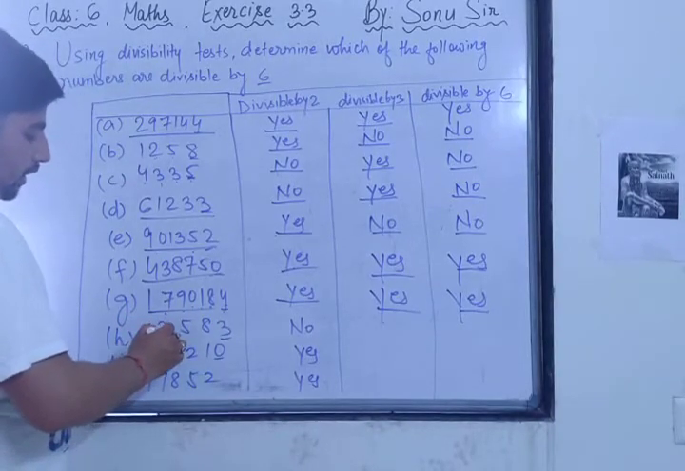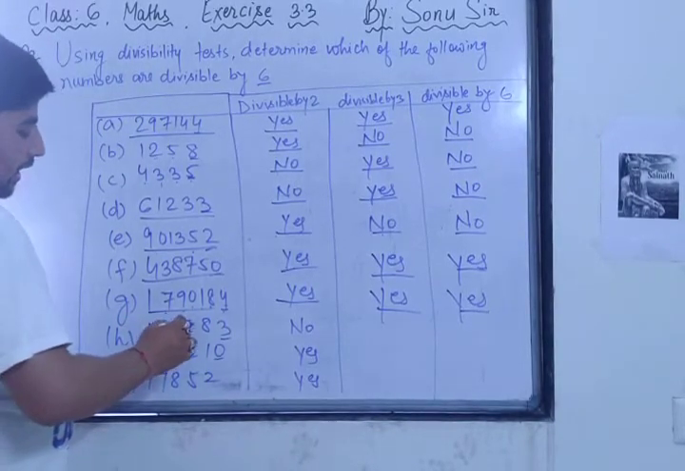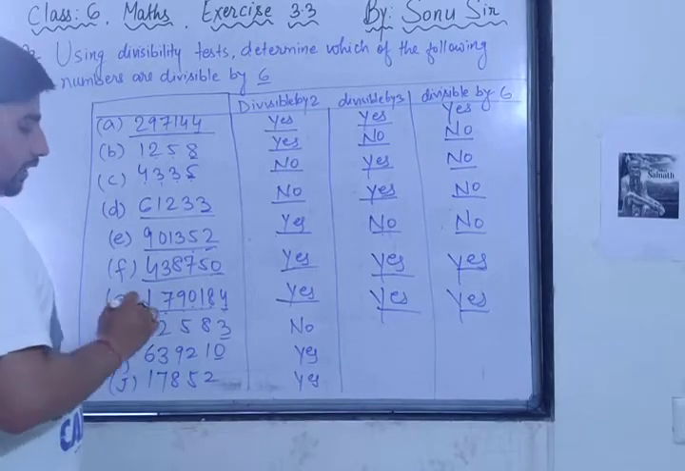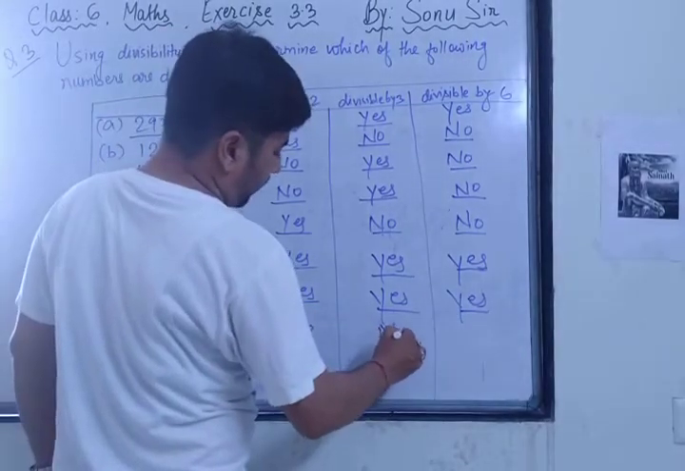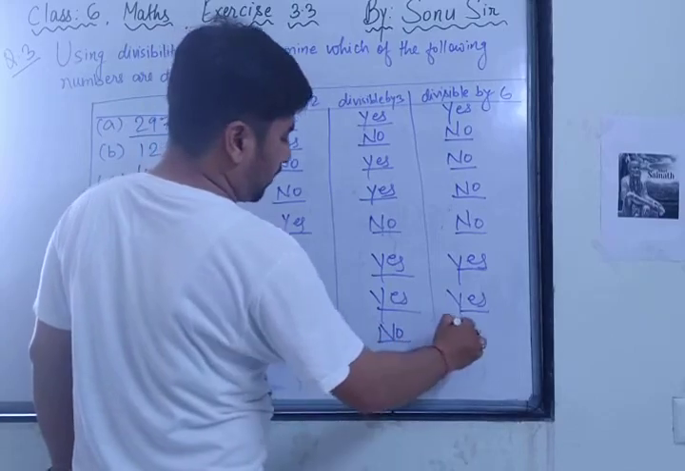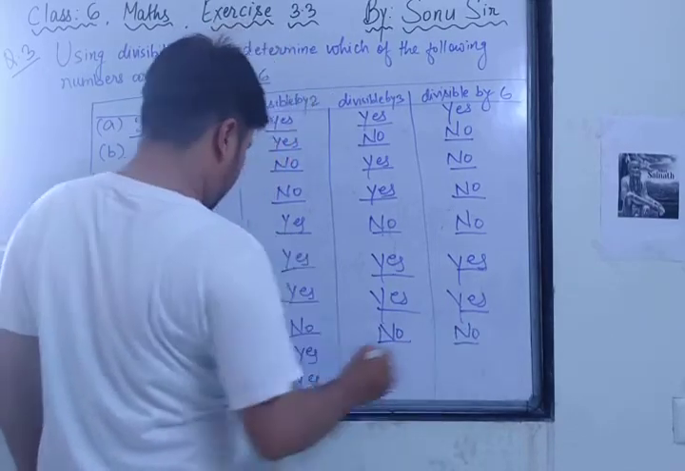1 plus 2, 3. 3 plus 5, 8. 8 plus 8, 16. 16 plus 3, 19. It is not divisible by 3 either. Not divisible by 2, not divisible by 3, therefore not divisible by 6 either.